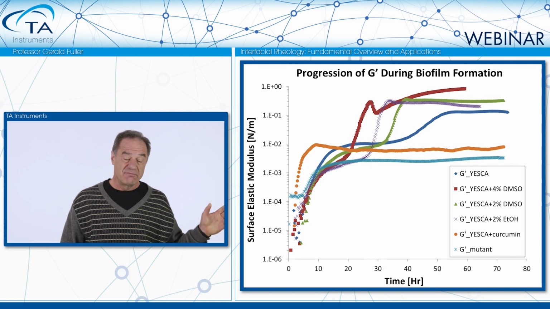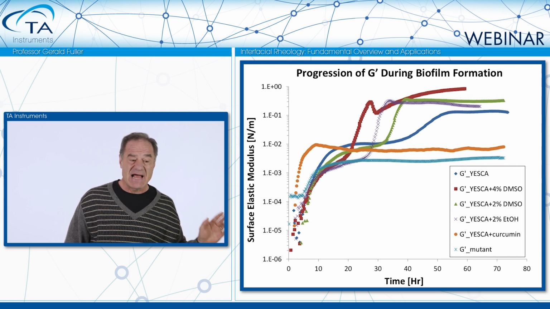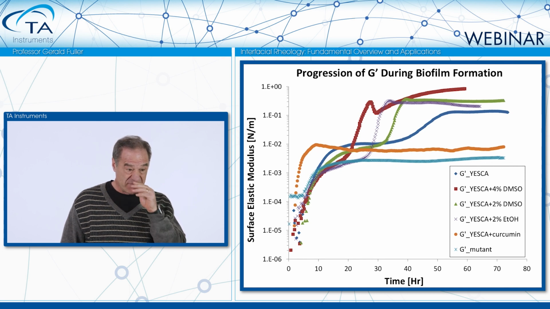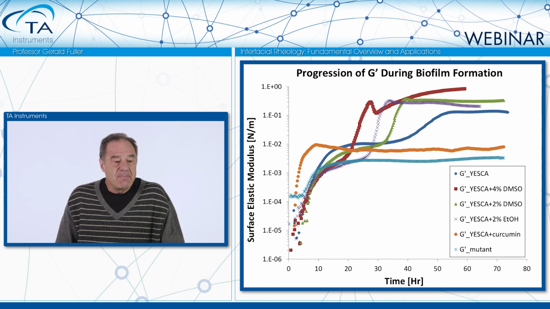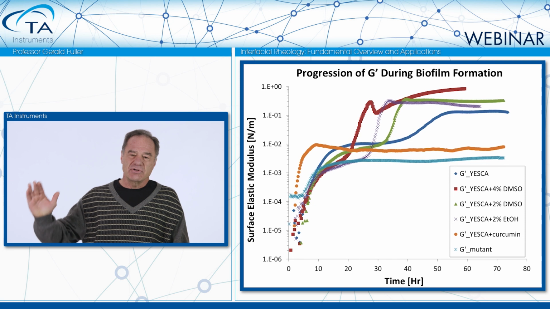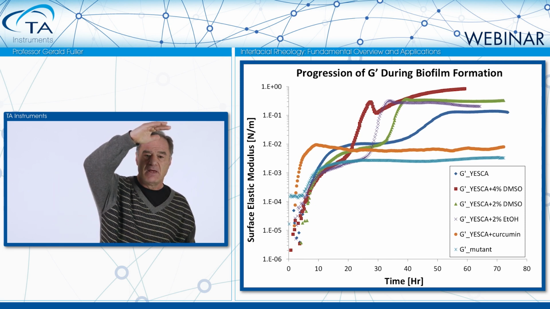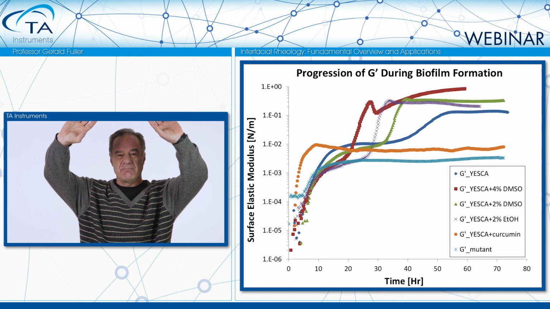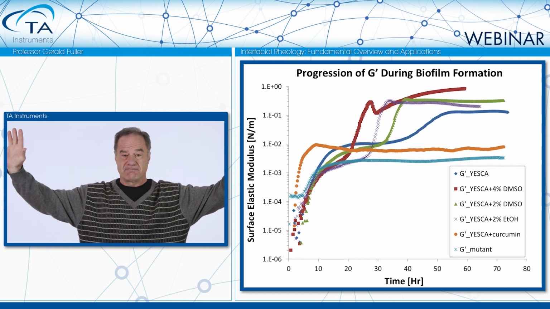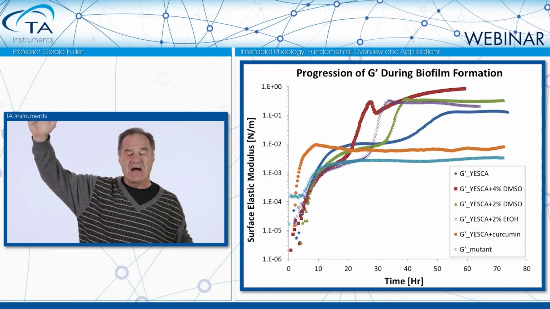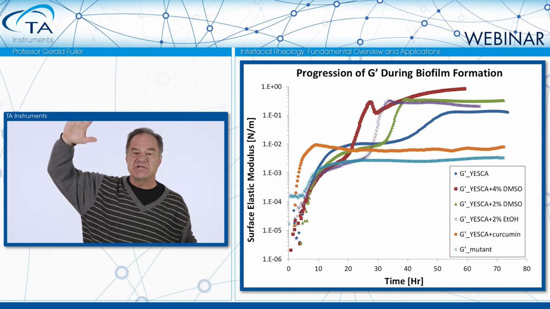We're plotting on the vertical axis the surface elastic modulus, and then you have time in hours. The wild type is the blue curve, and you can see there are two growths. The first growth is just attachment, arrival of the bacteria to the surface. And then you get a second one after about 30, 40 hours, and that's the creation of the biofilm.